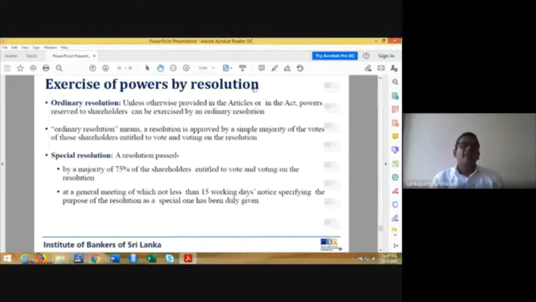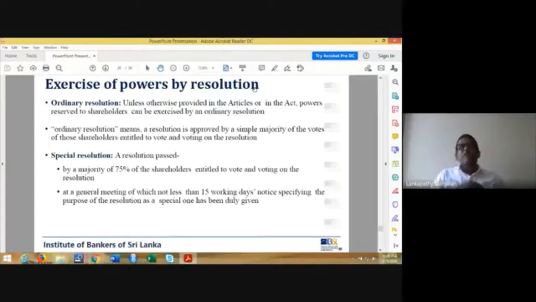So if it is required to pass by the simple majority, which is ordinary resolution. Unless otherwise provided, the articles or the act, powers reserved to shareholders can be exercised by an ordinary resolution. For example, if the Articles of Association or Company Act specifically says that these are the things that have to be resolved by a special resolution, all other things have to be passed by the normal ordinary resolution. What example can I give?